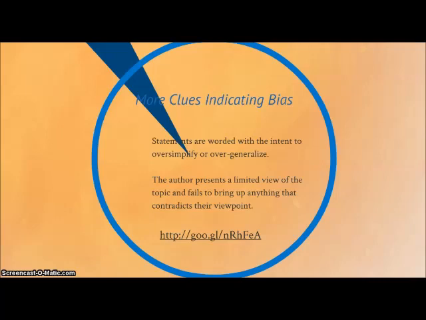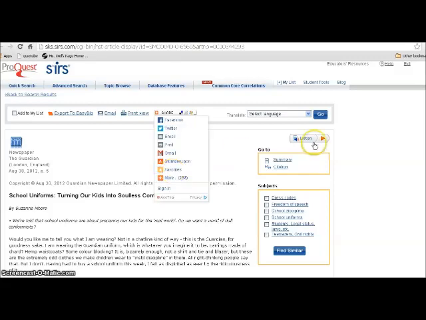Also, if there is bias, they're not going to tell you too much about the other side of the topic. They're mostly going to just be promoting their own side, oversimplifying everything, overgeneralizing, not even bringing up anything that contradicts their viewpoint. So here is an example of an article showing bias.